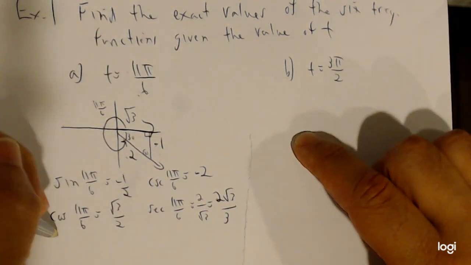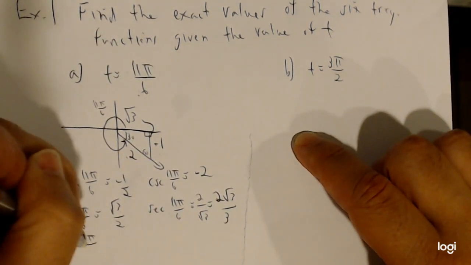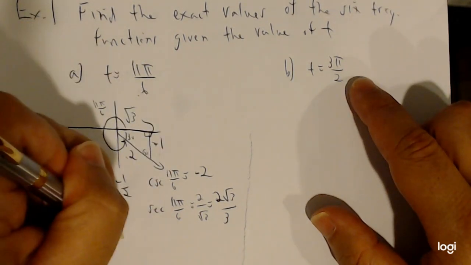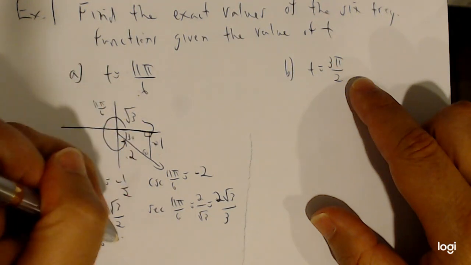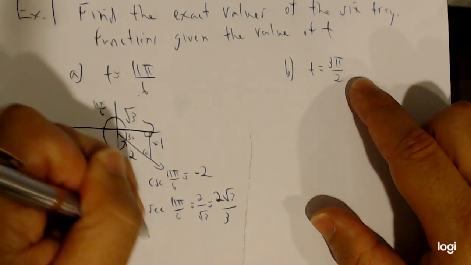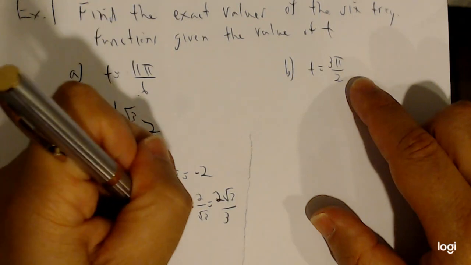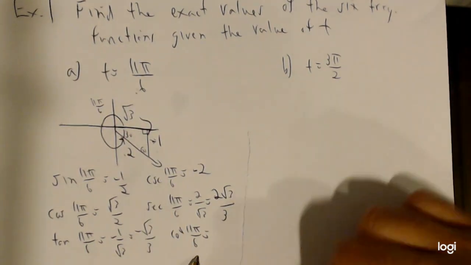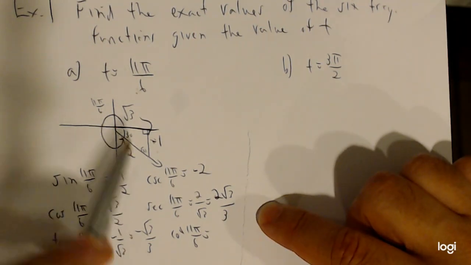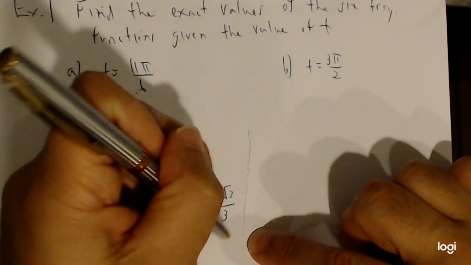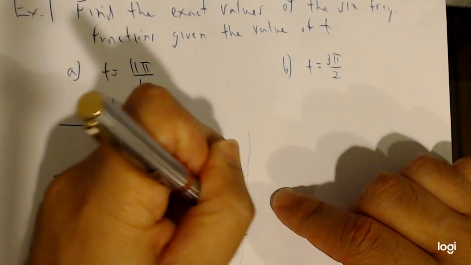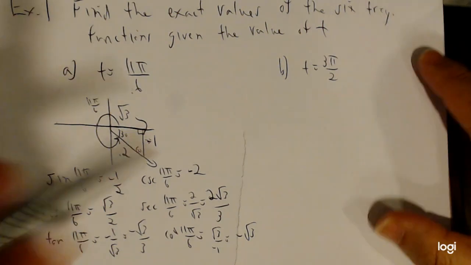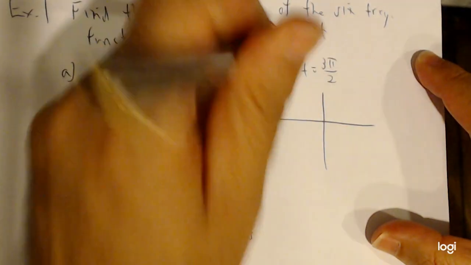Okay, and then we have tangent of 11 pi over 6, which is y over x, which is -1 over rad 3, which is negative rad 3 over 3. And finally, we have cotangent of 11 pi over 6, which is going to be x over y. So it's rad 3 over -1, which is negative rad 3. Okay, so doing the same thing for part B, I mean, nothing really changes. Except what do we know about 3 pi over 2?